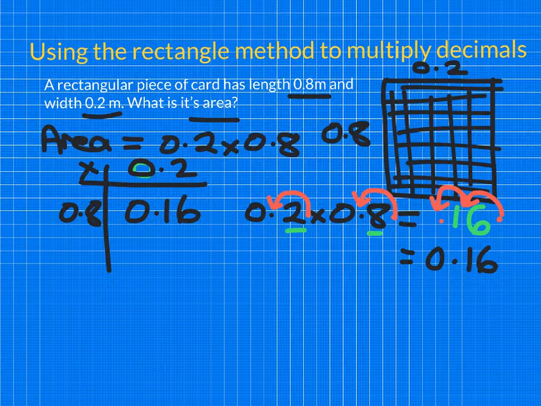0.16. So the answer to the question, what is the area of this piece of card? It's 0.16 square metres. And that's going to tell us our area.